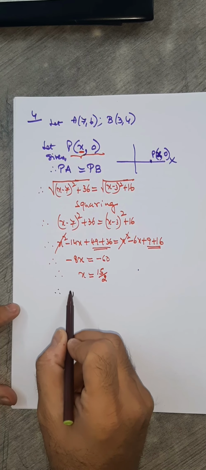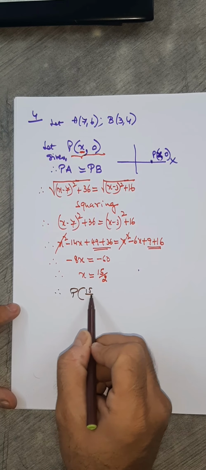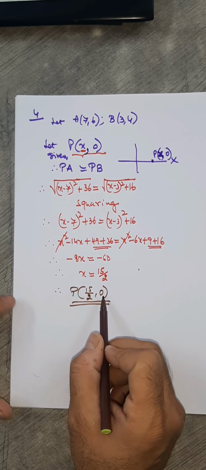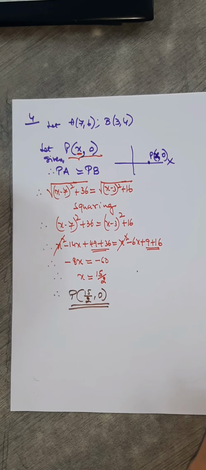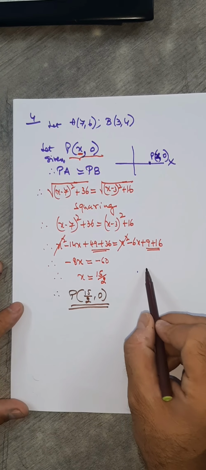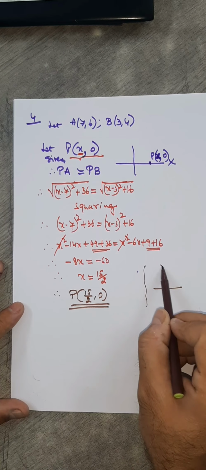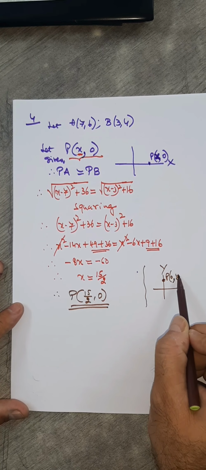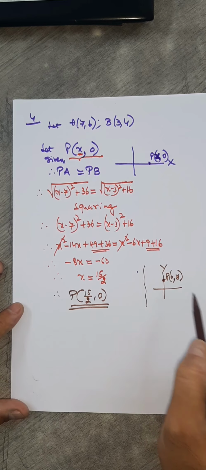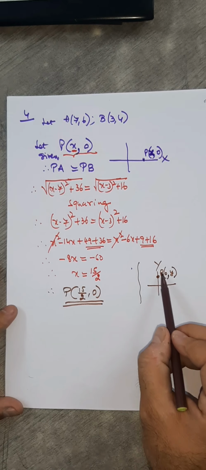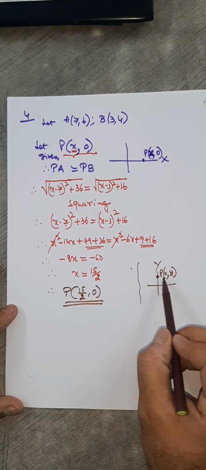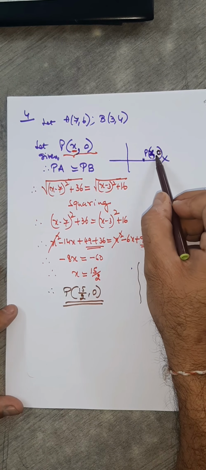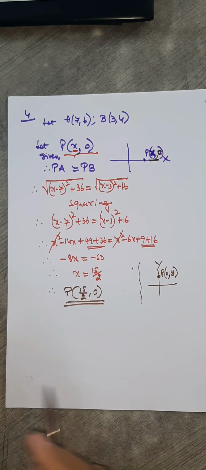So therefore the required point is (15/2, 0). Why have we chosen 0 as the second coordinate? Because you are asked for the point on the x-axis. In the same way, if you are asked for a point on the y-axis, you need to select it like this: (0, y), because on the y-axis the x coordinate is 0. Keep in mind, on the y-axis the x coordinate is 0, and on the x-axis the y coordinate is always 0.